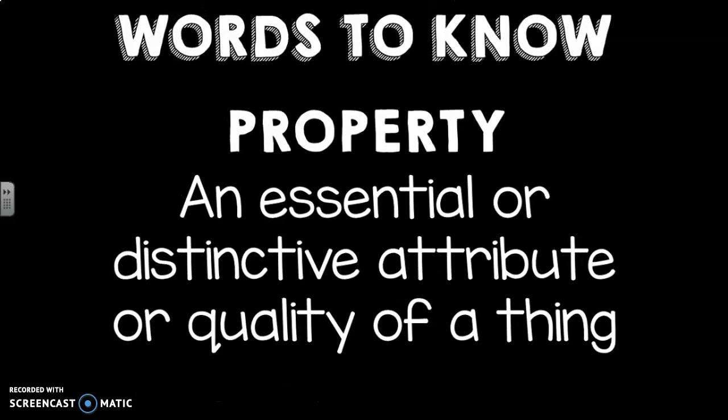Property. Say that word. Property is an essential or distinctive attribute or quality of a thing. So basically, a property is what makes a solid a solid, what makes a liquid a liquid, and what makes a gas a gas.